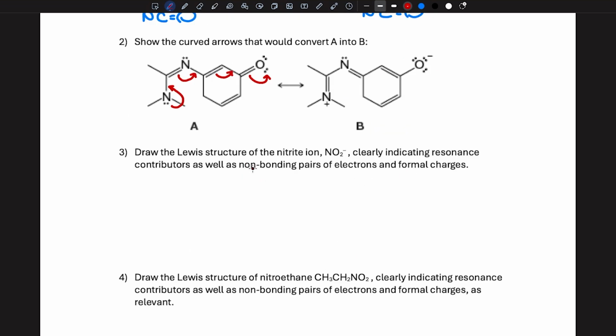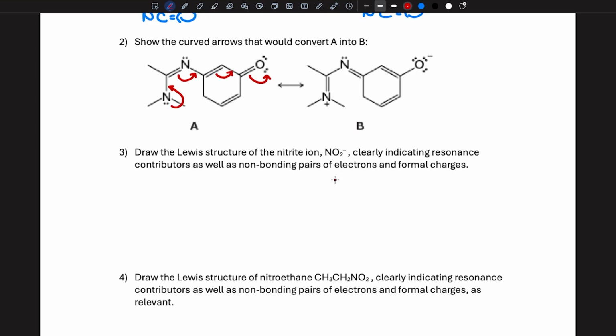In the next problem, we're trying to draw the Lewis structure of the nitrite ion. This is a question that we had in one of our earlier worksheets in this unit. There's probably some confusion about how to draw nitrite. It's a little weird, but now it should make sense. After drawing this nitrite ion, we're trying to indicate some resonance contributors.